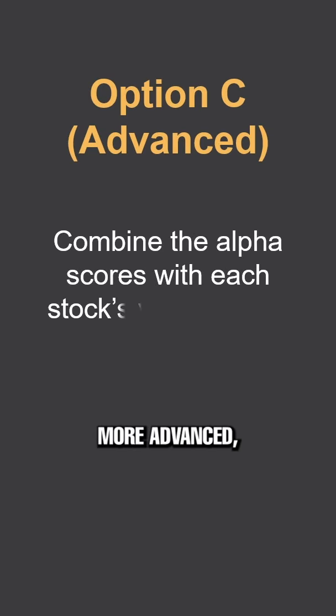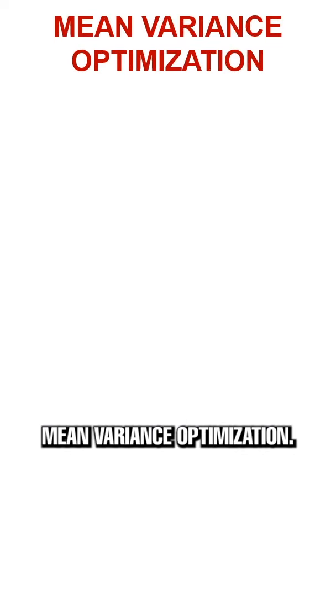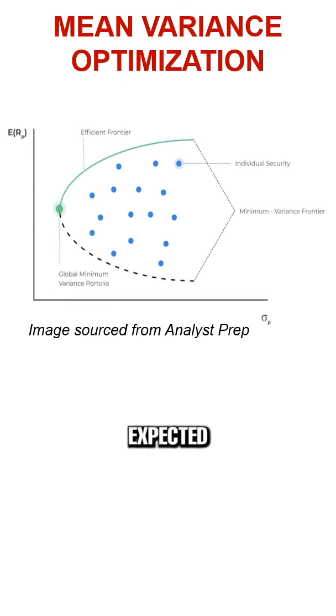Option C, which is more advanced, combines the alpha scores with each stock's volatility and the correlations between every pair. This lets you build a portfolio that balances expected return with risk, and that's what hedge funds do. This process is called mean variance optimization. It doesn't just look at which stocks have the highest expected returns, it finds the best mix.